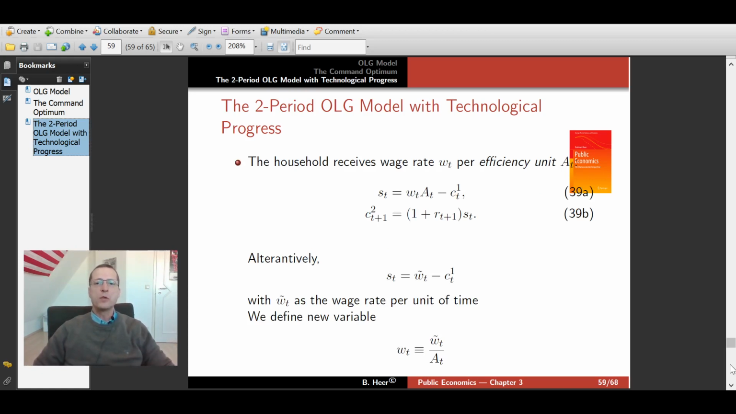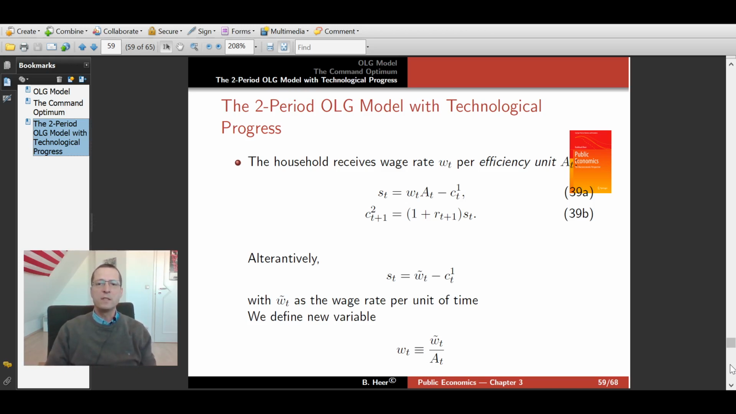Therefore, the household budget constraint changes to equation 39. So the household gets labor income w_t a_t and spends on consumption c_1t and savings s_t. Notice that there is no superscript index with savings because only the young people save, so we can drop it.